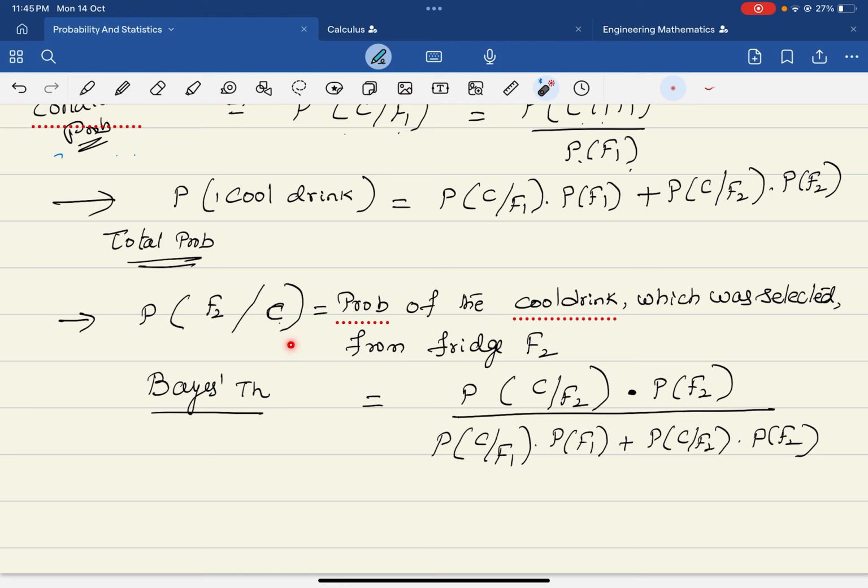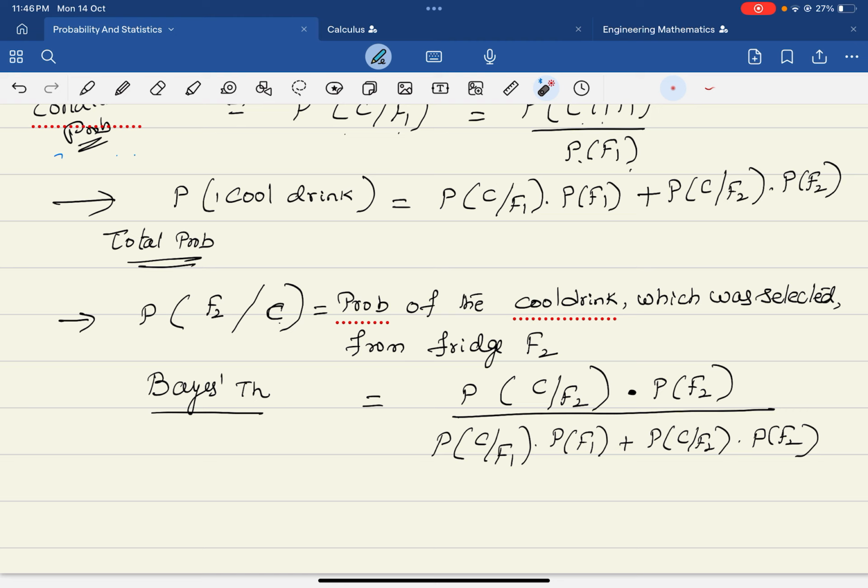Then this is the Bayes theorem. The probability of the cool drink which was selected, tell me the probability that it is from fridge 2. That is the Bayes theorem. Now how to use this? How to remember the definition? P of F2 given C. Take the reverse of it: P of C given F2 multiplied by P of F2, over the total probabilities.